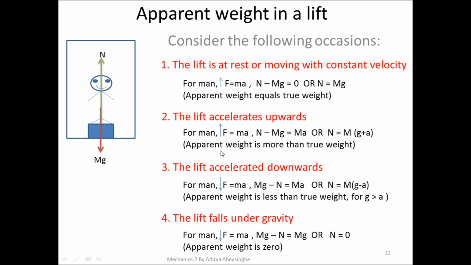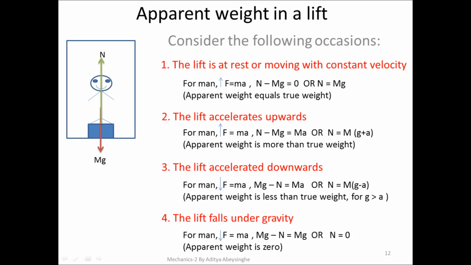A contrasting situation occurs when the lift accelerates downwards. When the lift accelerates downwards, mg is downwards but N is upwards. So by applying F equals ma for the man, you can say that mg minus N is equal to m times a because the acceleration is downwards. So N is equal to m times (g minus a). Since a is greater than 0, N is smaller than mg now. So the apparent weight, or the reading of the scale, is less than the true weight.